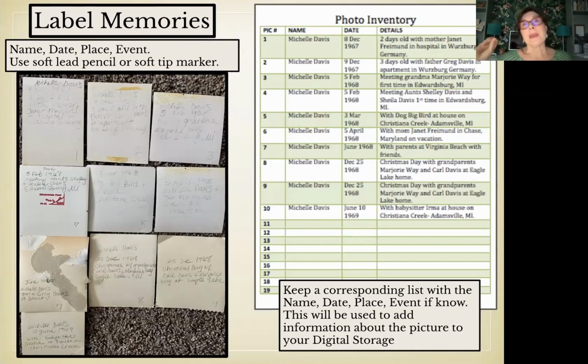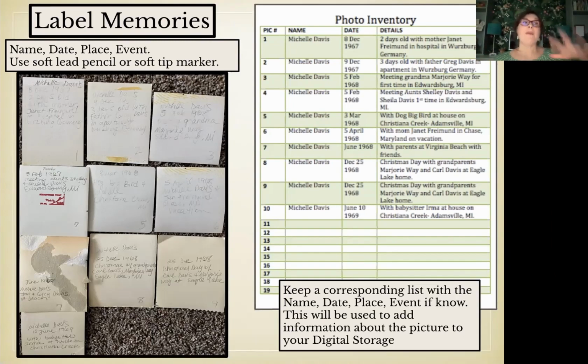Now, this is where we're going to make a picture become a story, become something very interesting. For instance, the number one picture, it is a picture of me as a baby, Michelle Davis as a baby. But here I have 2 days old with Mother Janet Freeman in a hospital in Würzburg, Germany. And there's more of the story that I could tell, but that makes the picture more interesting. So as much detail as we can add to the picture is going to make it better.